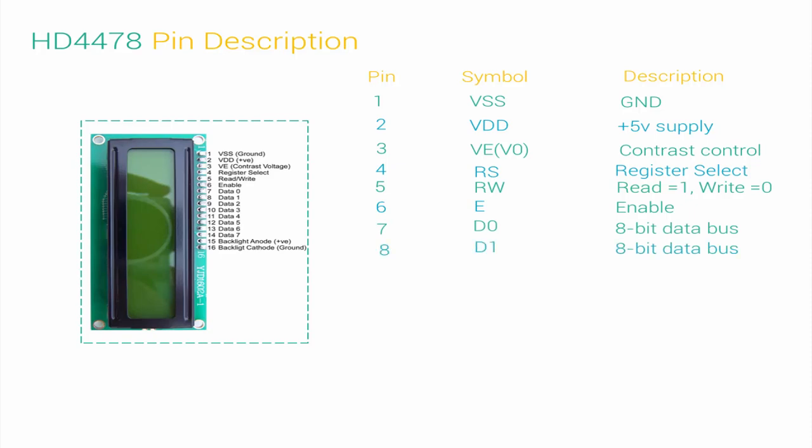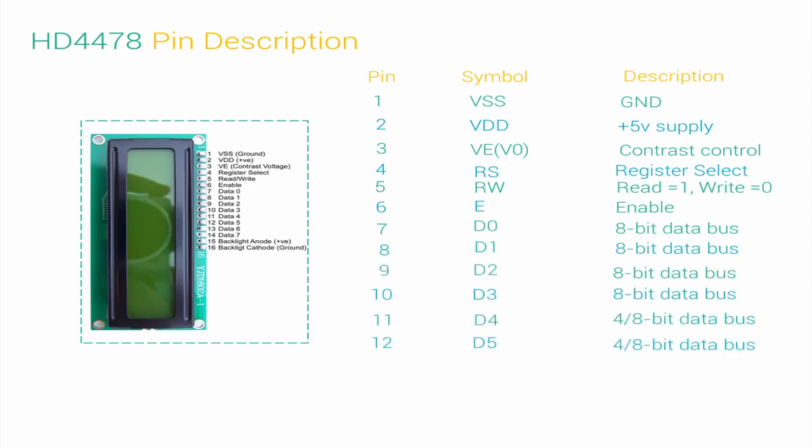And we have D0 through D7, and these are the 8-bit data bus. D0 to D7 gives us 8 lines, and these transfer 8-bit data. However, we can also transfer 4-bit data with our LCD. If we want to save more pins on our microcontroller, we can just use 4 lines. With this one, we would require just D4 through D7.